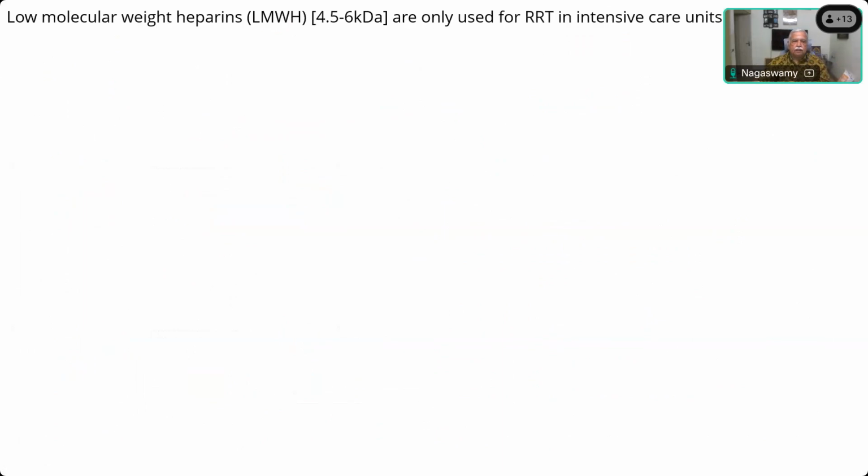The second method, if you are using low molecular weight heparin, which is mostly used in intensive care unit patients, where they will be already receiving this.